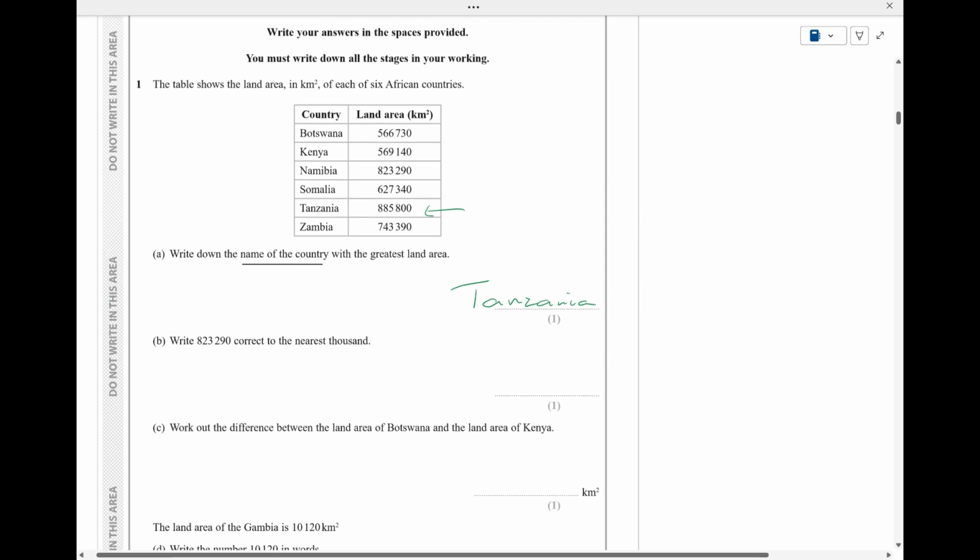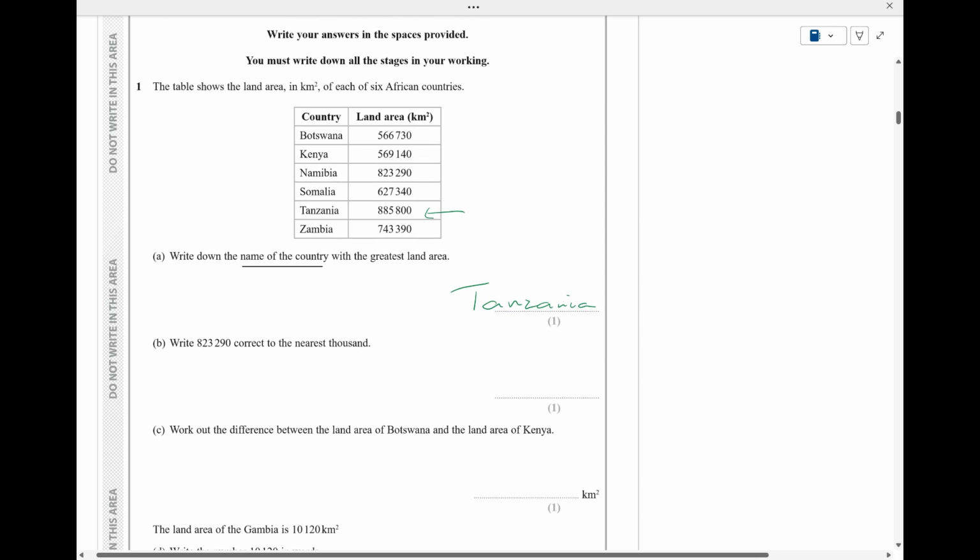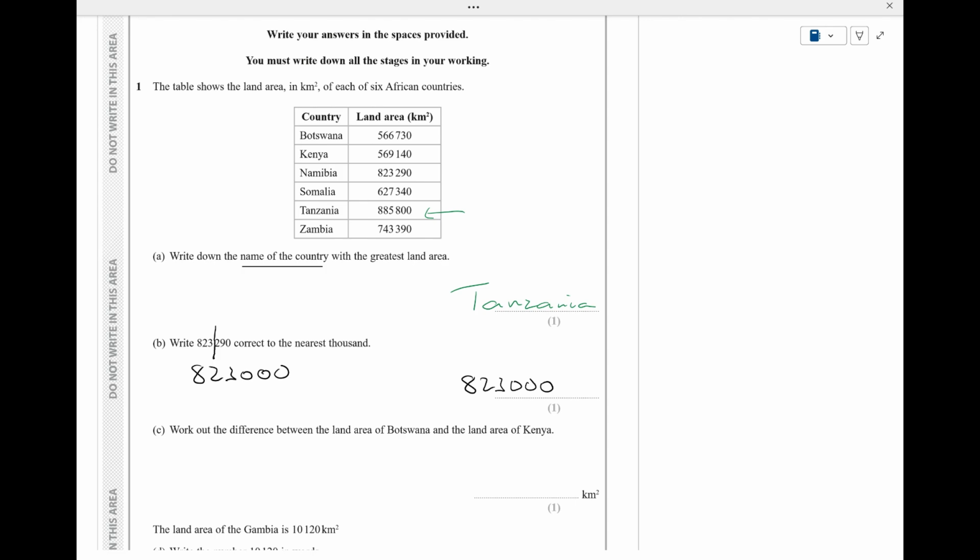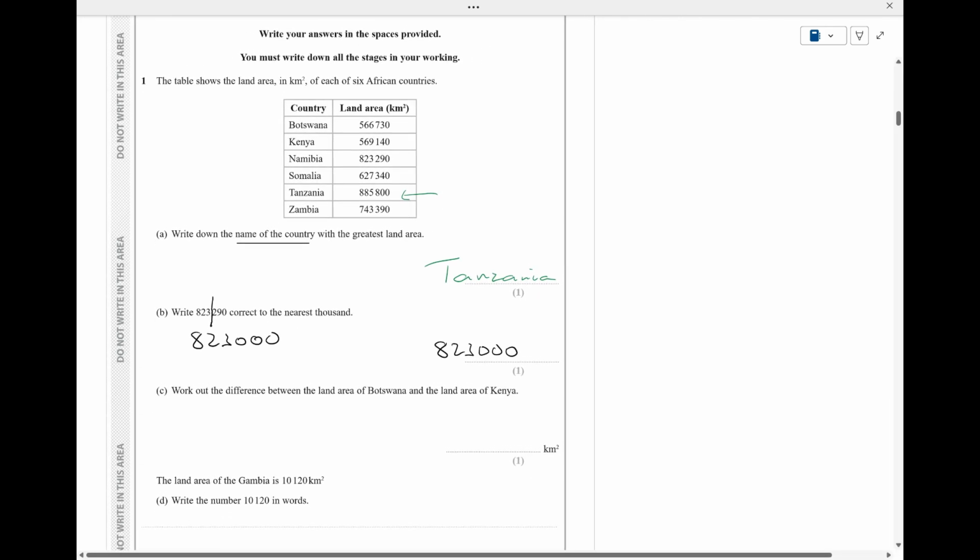Write this number correct to the nearest 1,000. Well, is it going to be 823,000? Or is it going to round up? Well, here's the cutoff point. So it's 823,200, so it doesn't round up. 823,000.